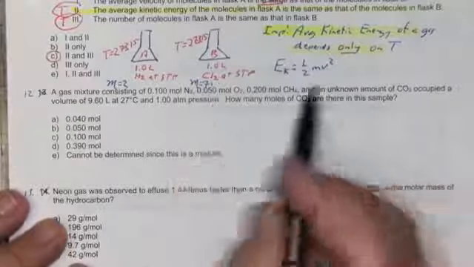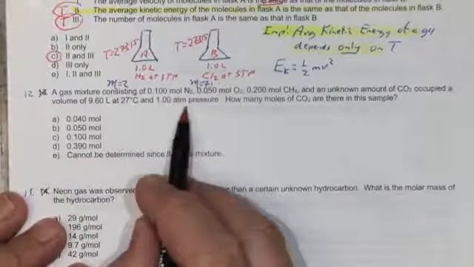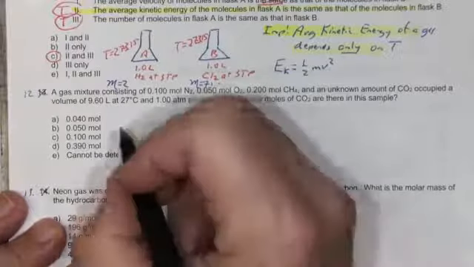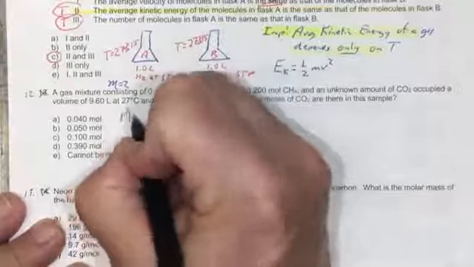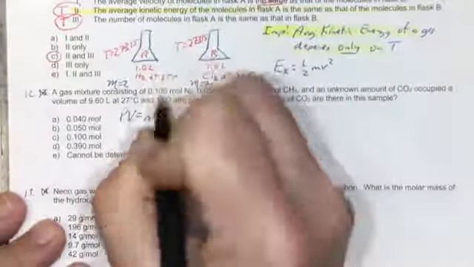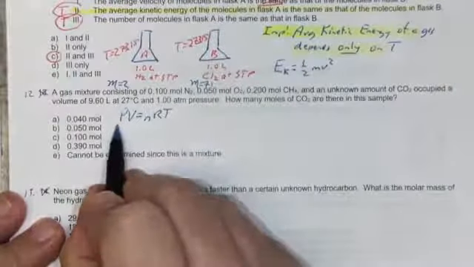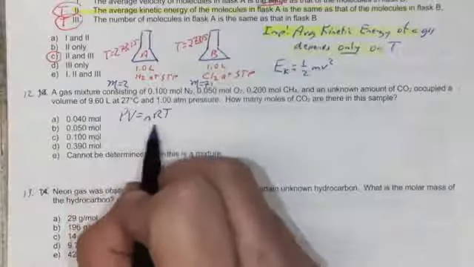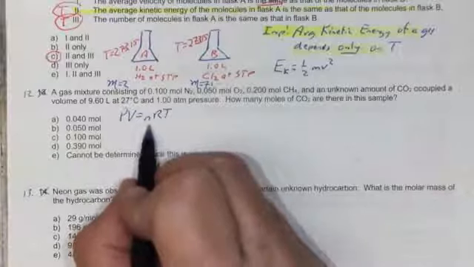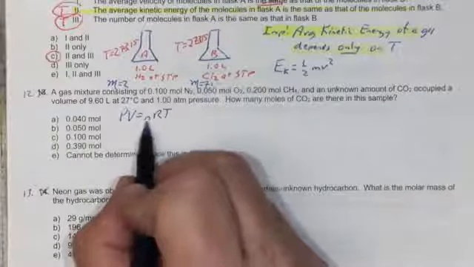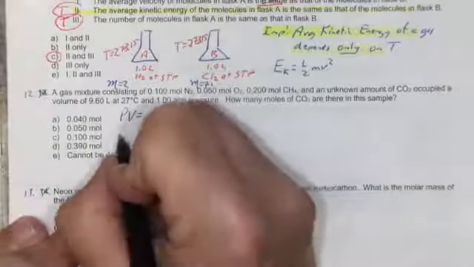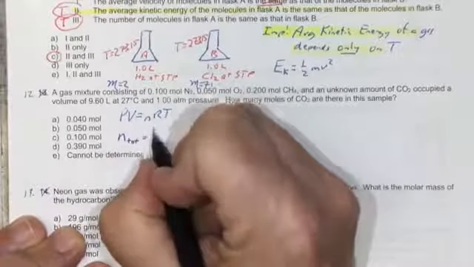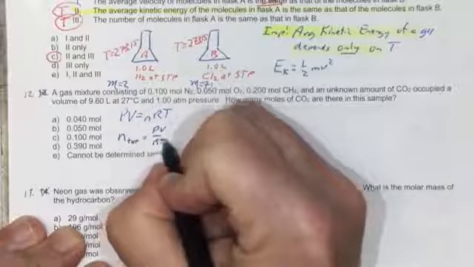Here's the number of moles. Here's the volume, temperature, and pressure. If I think in terms of the ideal gas law, PV equals nRT, I know the pressure of this mixture of gases. It's 1 atmosphere. I know the volume of this mixture of gases, 9.60 liters. I know the temperature. I can find the number of moles, which is the total number of moles. So n, the total number of moles of all the gases, is equal to PV over RT.